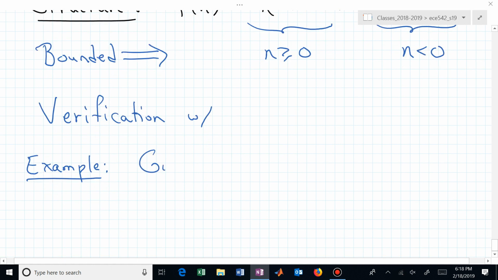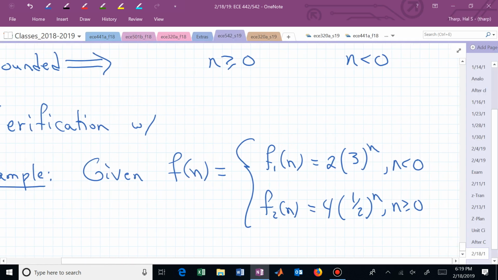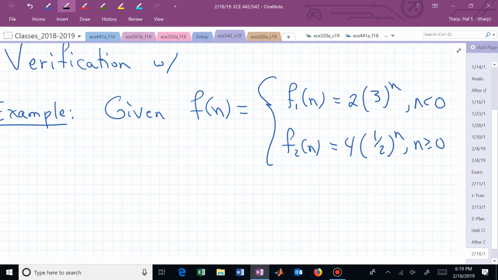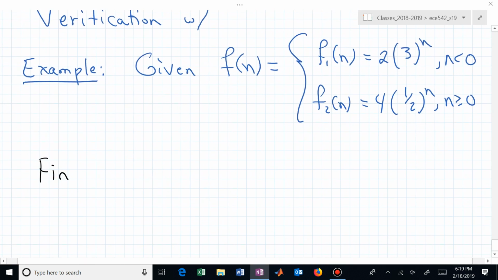Suppose now we're given the following. We're given f of n is equal to f1 of n, which let's say is now 2 times 3 to the n for n negative, and f sub 2 of n equaling 4 times 1/2 to the n for n non-negative. And now we could pretend that this is a final exam problem, and we say, okay, find F of z.